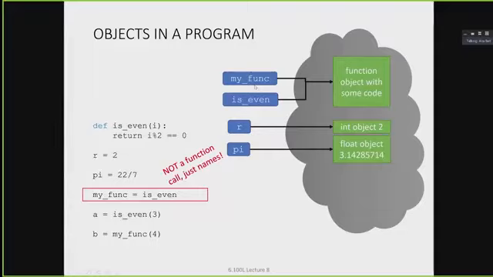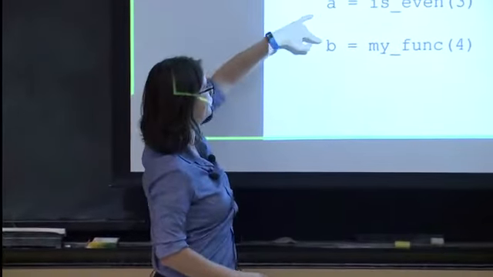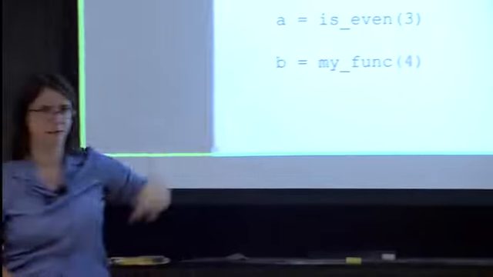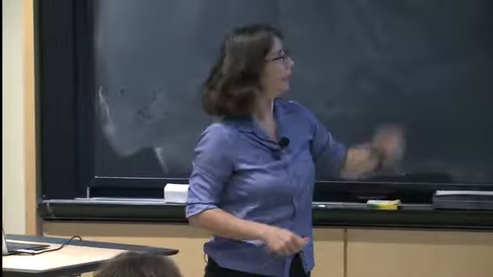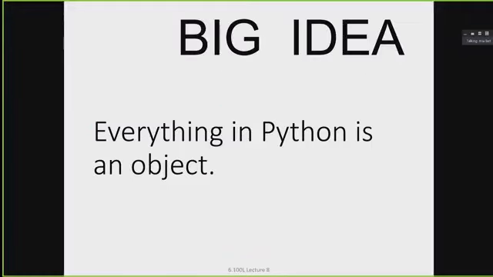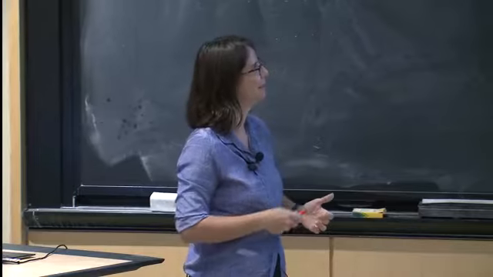So on the next two lines here, a equals this and b equals this, I'm running the same code, just referenced by different names. So then a is going to be bound to false and b is bound to true, because I'm accessing the same code, fundamentally, by different names. Does that make sense? Yes, awesome. So everything in Python is an object, including functions. It's strange to think, but there you have it.